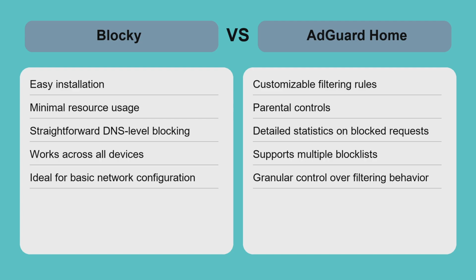In real-world use, Blocky is quick to deploy and efficient on minimal hardware, while AdGuard Home requires more setup but delivers a richer experience. The trade-off is between ease of use and advanced functionality. If you want basic ad blocking with minimal fuss, Blocky is the way to go. For a robust, all-in-one filtering system with more options, AdGuard Home stands out.